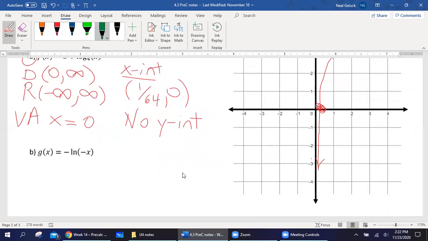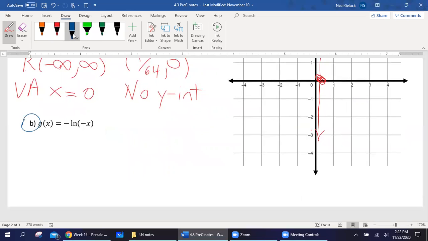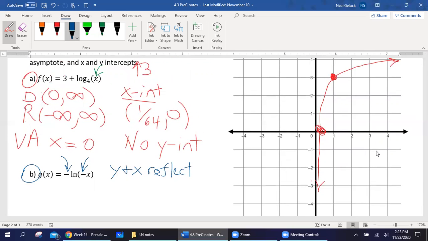And for the last one, I've got a double reflection. I've got a y reflect and an x reflect. So a y and an x reflect. Again, the y reflect is from the negative inside. The x reflect is the negative on the outside. So think of what your parent looks like, something like this. It's going to flip over the y-axis, which would make it go to the left. And then I'm going to flip that over the x-axis.